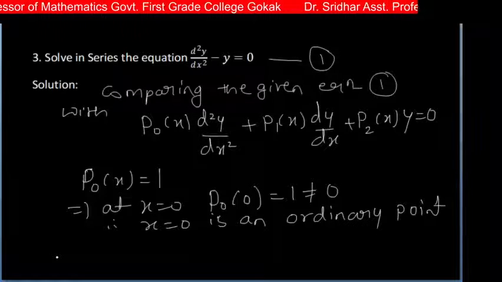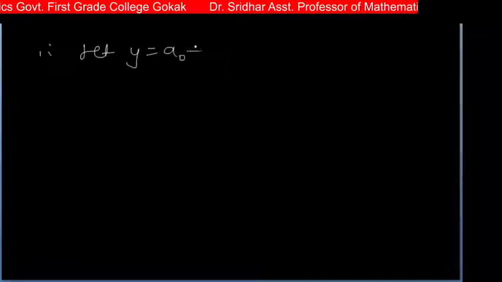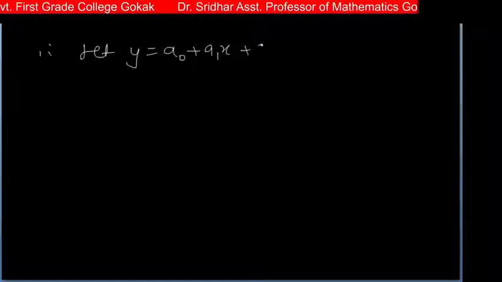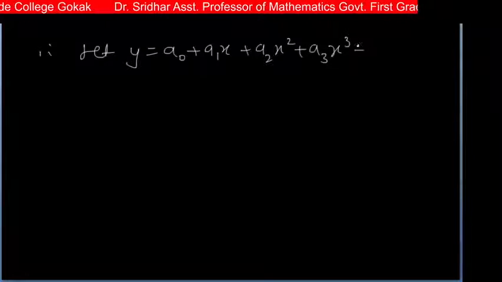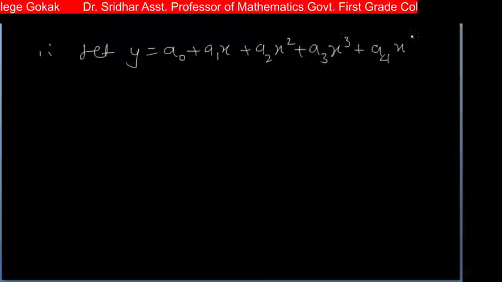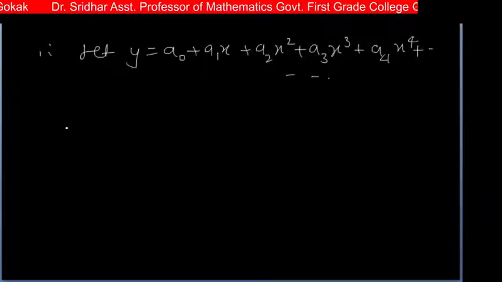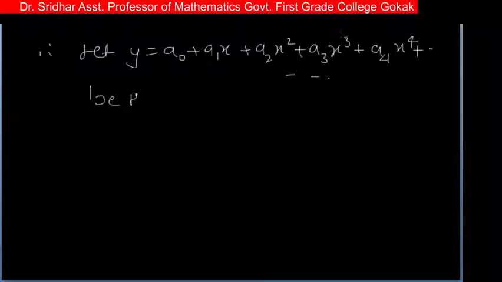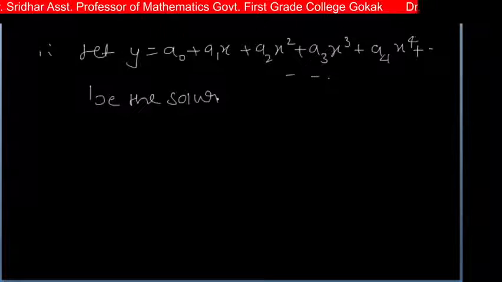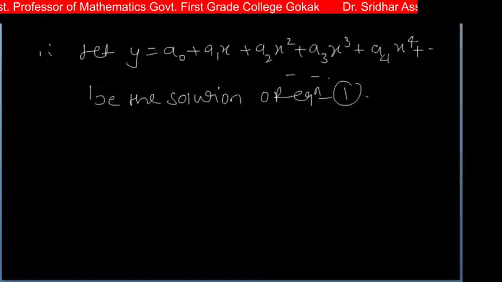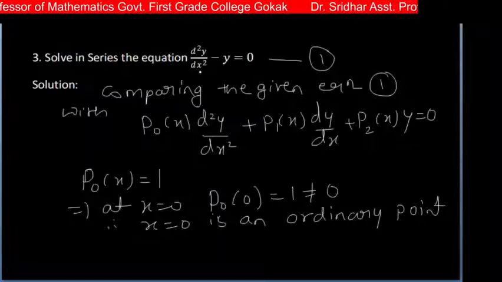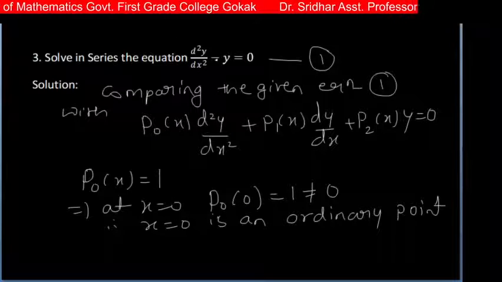So therefore let y is equal to a0 plus a1x plus a2x square plus a3x cube plus a4x raised to 4 and so on, okay, be the solution of equation 1, right? So now here what we have, d square y by dx square minus y, means we have to differentiate 2 times.